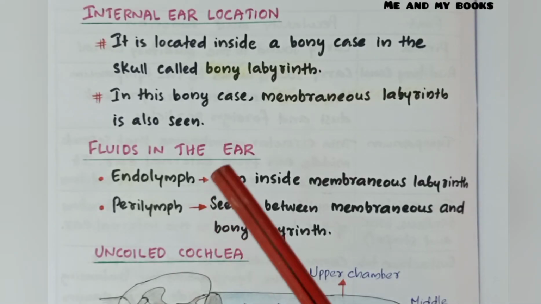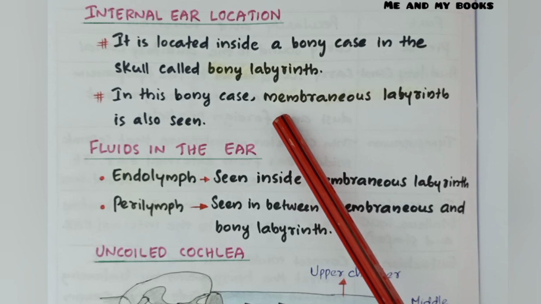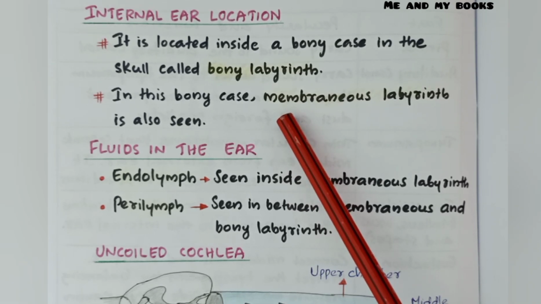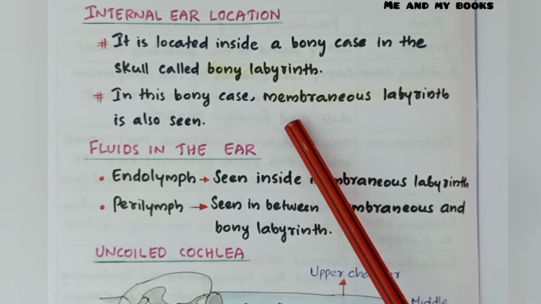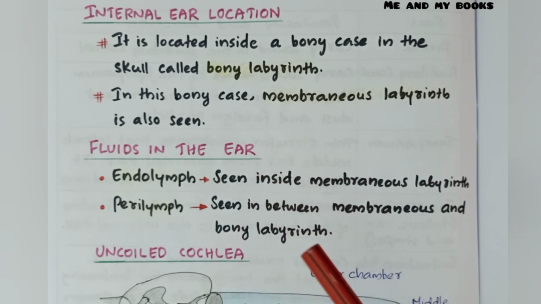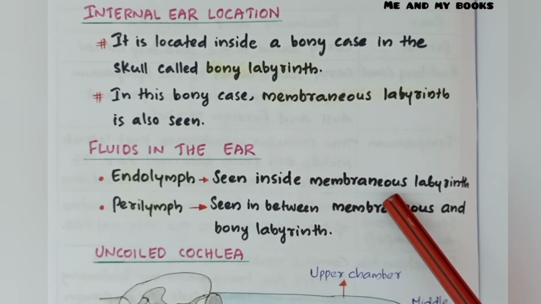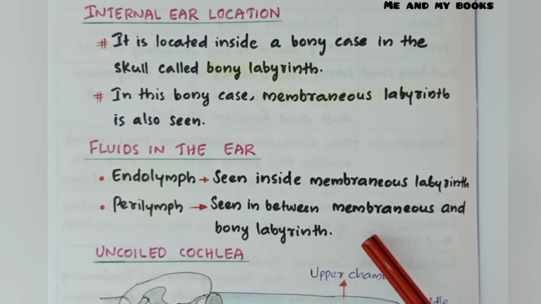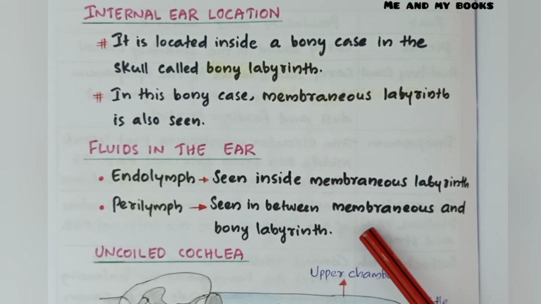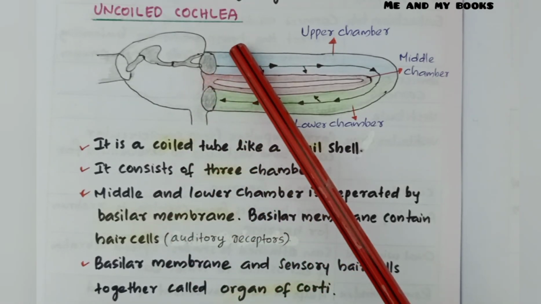Internal ear location. It is located inside a bony case in the skull called a bony labyrinth. In this bony case, membranous labyrinth is also seen. And which are the fluids in the ear? Endolymph and perilymph. Endolymph is seen inside membranous labyrinth, and perilymph is seen between membranous and bony labyrinth. Cochlea is a shell-like structure. Let us see how it looks when uncoiled.